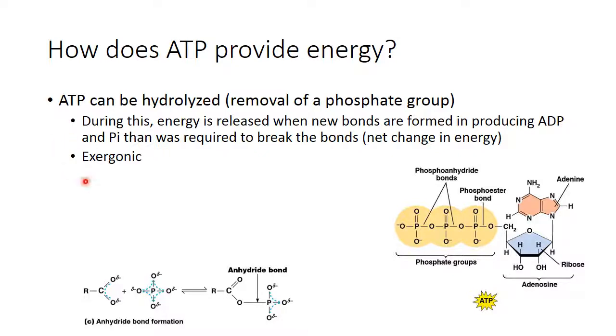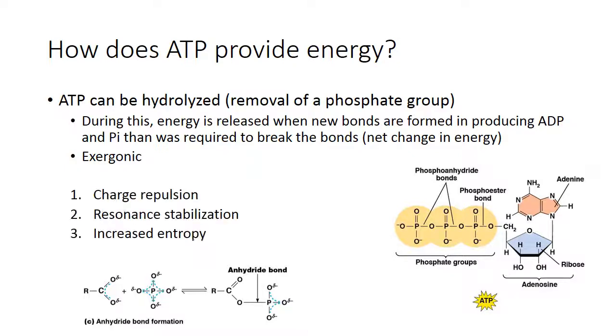And that's what's going to allow it to release that extra energy. Now, there are a couple different reasons that ATP has this high energy. One of those is charge repulsion. So if you look over here, we've got negative charges on each of these phosphate groups. And we know that like charges, so a negative and a negative, repel each other.